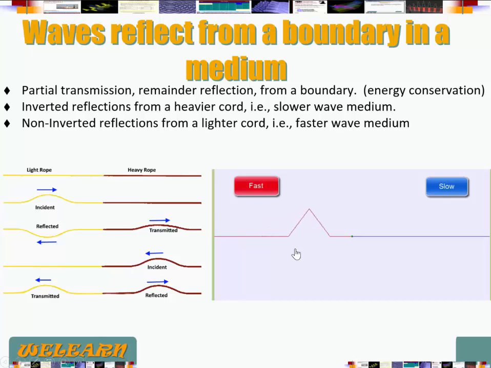Okay, fast medium, look at the pulse, a triangular pulse in this case, look at the reflected. It is inverted. Look at the transmitted, it is upright. Okay, now we are starting at slow to fast. The reflected is still upright. The transmitted is still upright. Let me redo it. Fast to slow. Look at the reflected, it is inverted, transmitted upright.